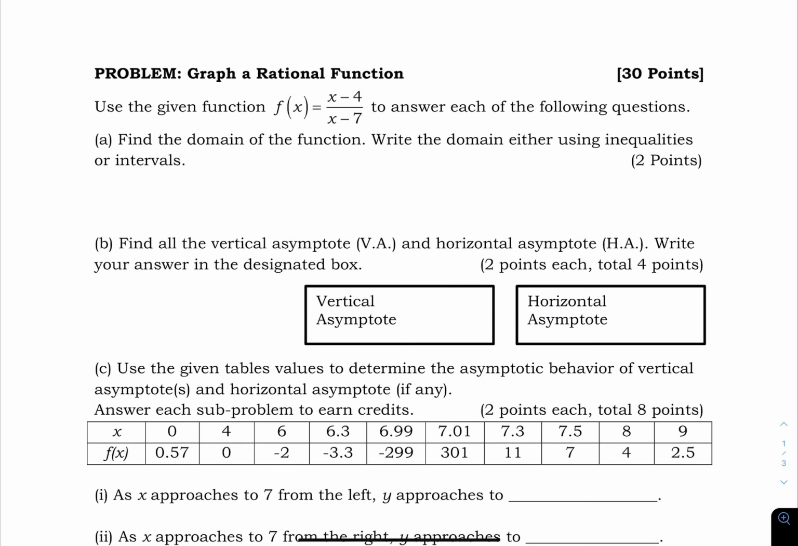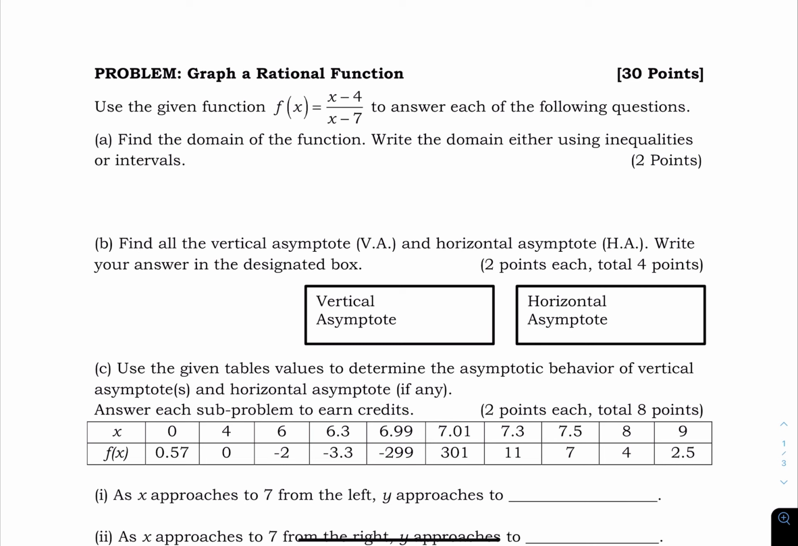This problem is asking you to sketch the graph of a rational function following a bunch of steps. So the rational function that we are trying to graph is f of x equals x minus 4 over x minus 7. The first problem is asking me to find the domain of this function.